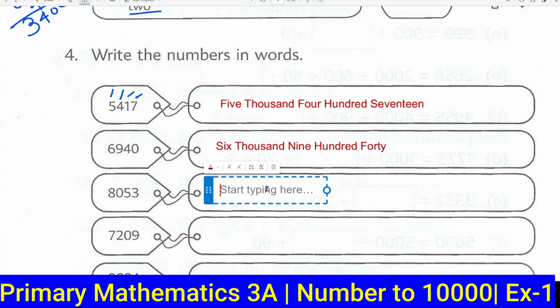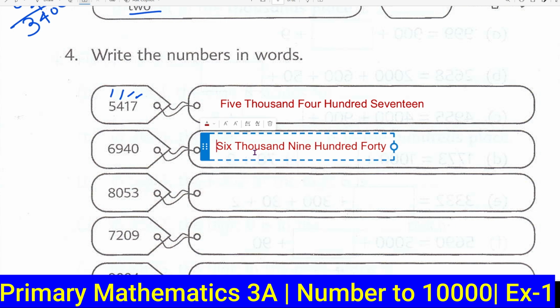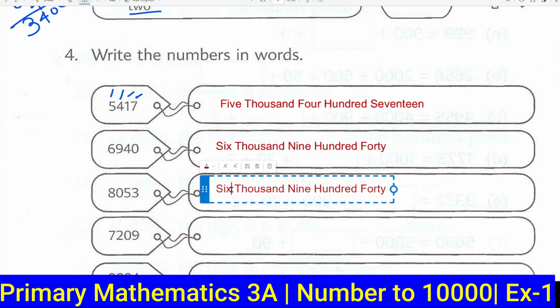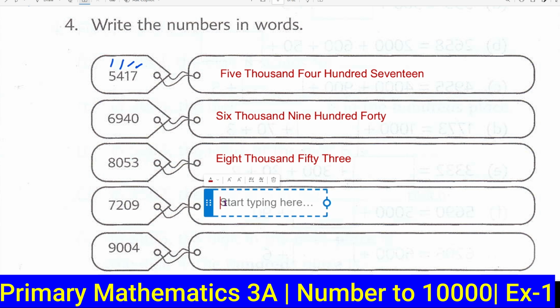It's a 8,000. So we can copy this one. Similar types of sentence, no need extra work. So here is a 8,000, right? 8,000, then what? 53. So what about next one?